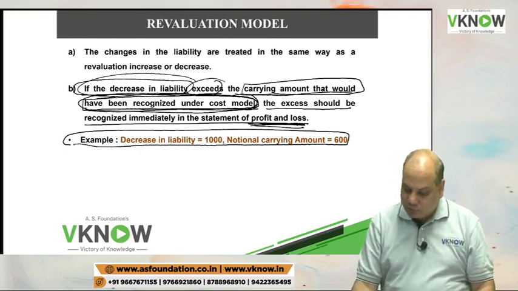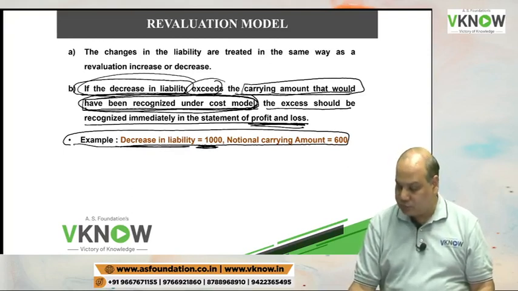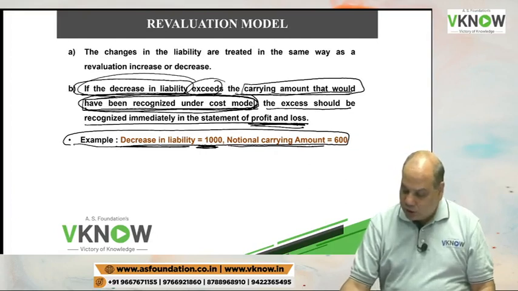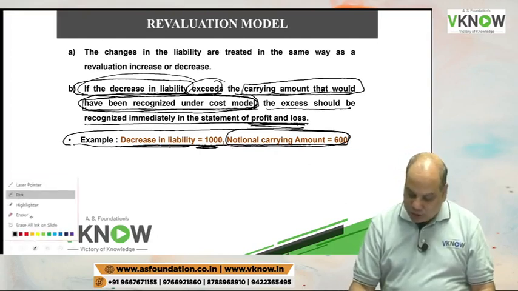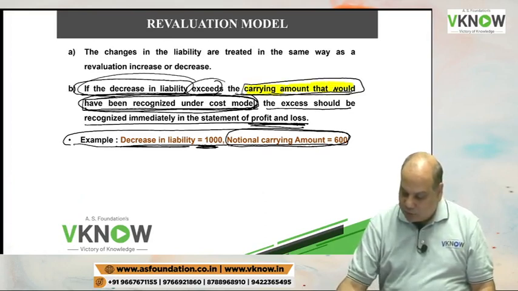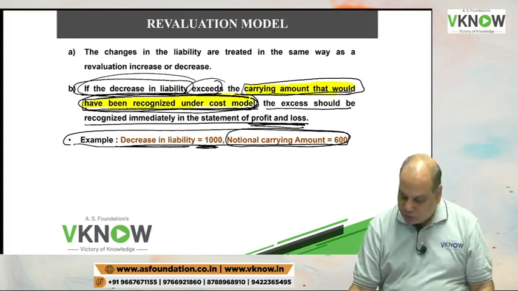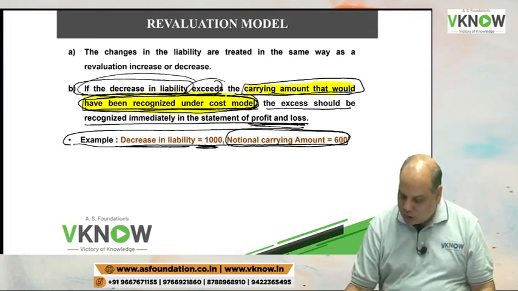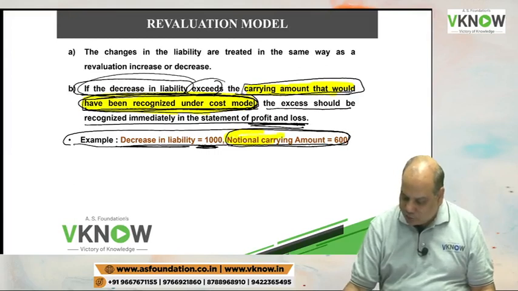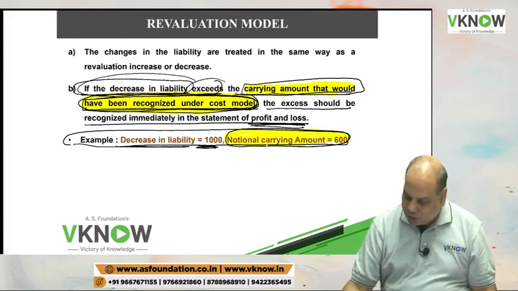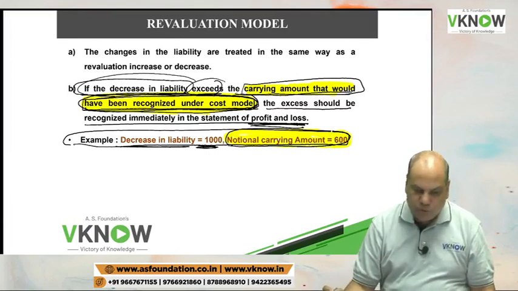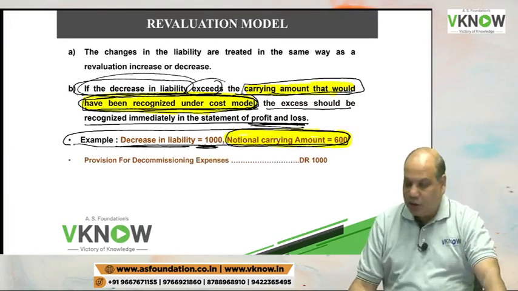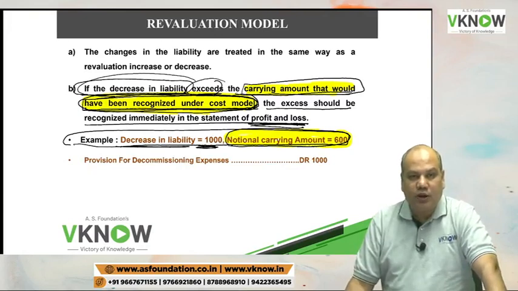Write an example. Decrease in liability is 1000 and the notional carrying amount, meaning the carrying amount that would have been recognized under cost model. Suppose had you followed cost model, your carrying amount would have been 600 rupees. Then in that case 400 rupees excess will be transferred to P&L account.